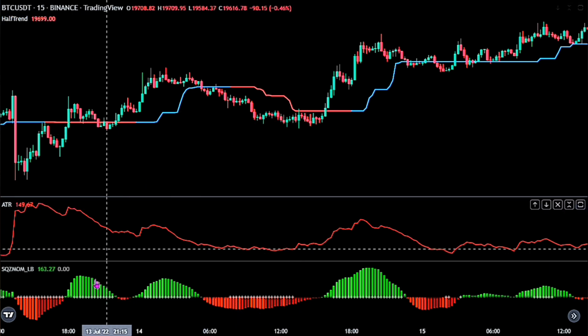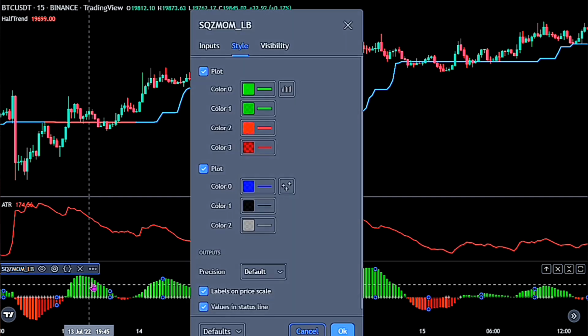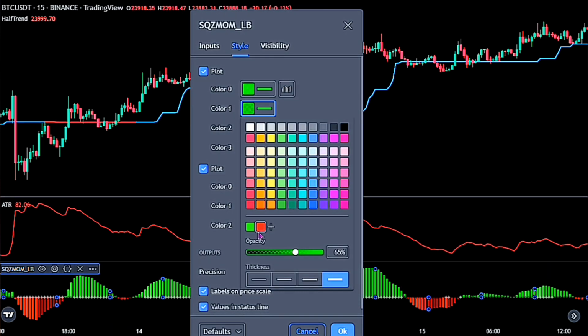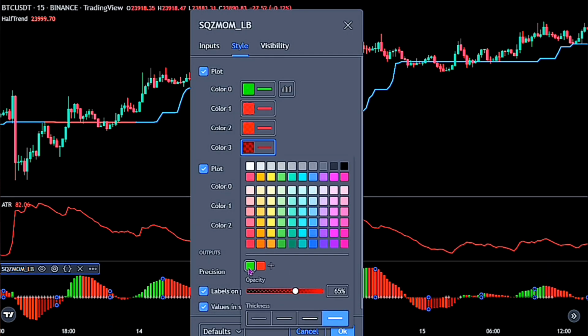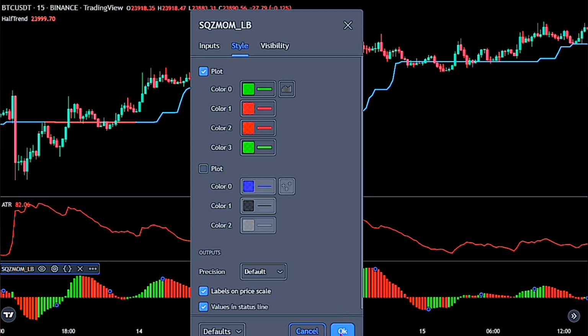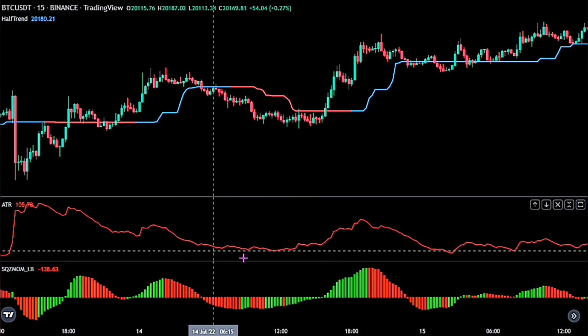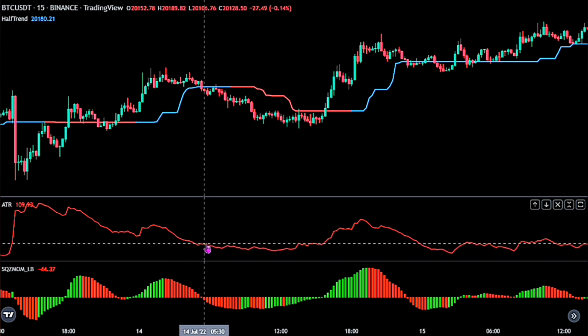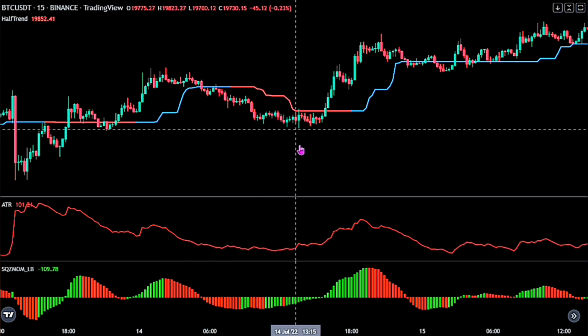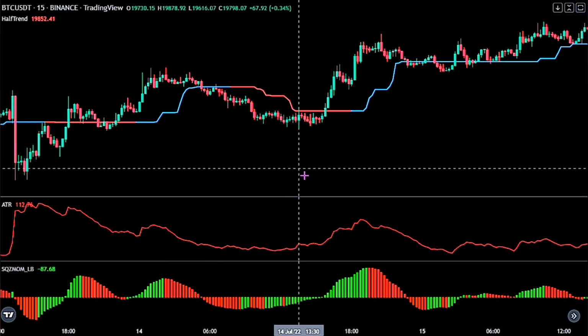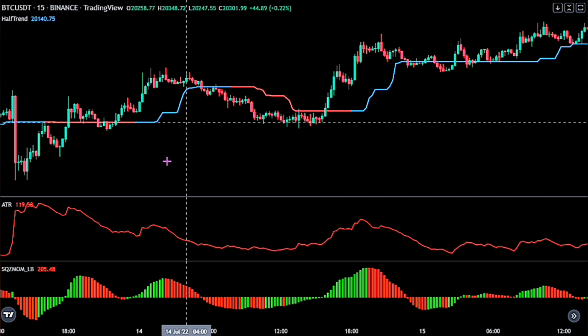Now move over to the squeeze momentum and double click on it. I want you to change color 1 to red and color 3 to green. Go ahead and untick the plot before you click on the OK button, as we won't be touching the input settings. As for the ATR, we won't be changing anything. So let's quickly go over what these indicators will be doing before we move on with the strategy, as this will help you better understand the strategy.